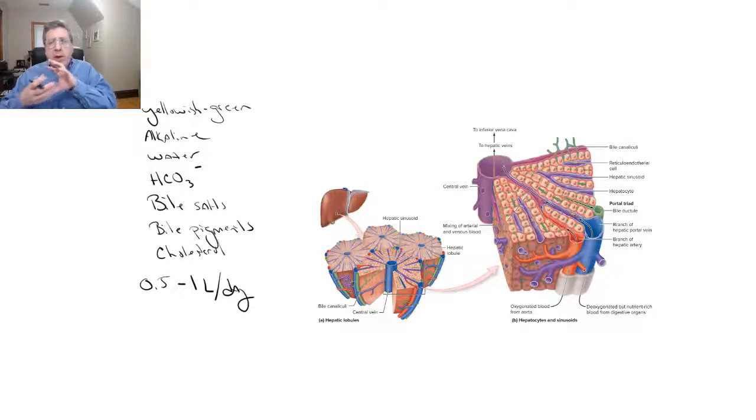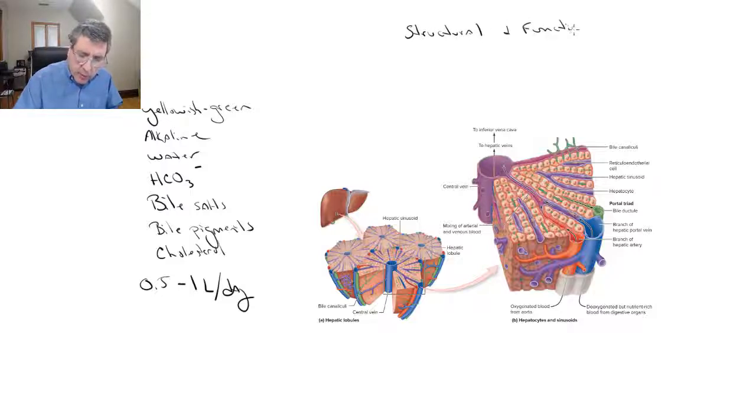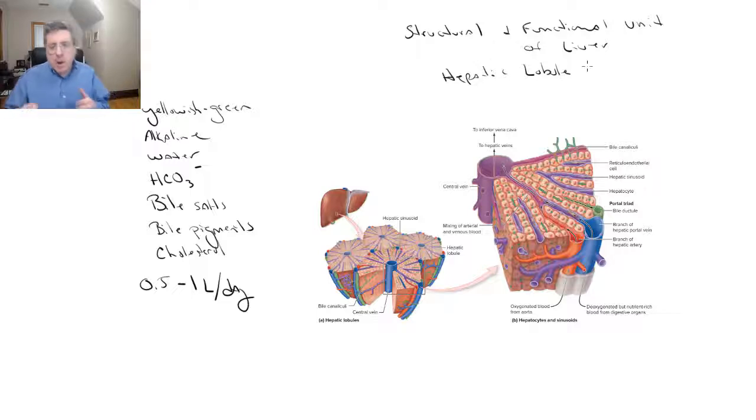The structural and functional unit of the liver is the hepatic lobule. So structural and functional unit of the liver is the hepatic lobule. Okay, now the lobule is basically these structures. Okay, those are the hepatic lobules, those sort of things.